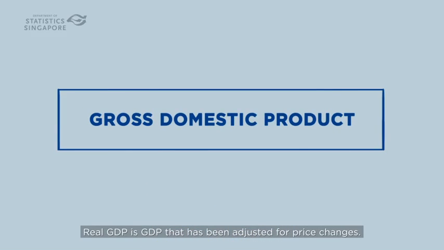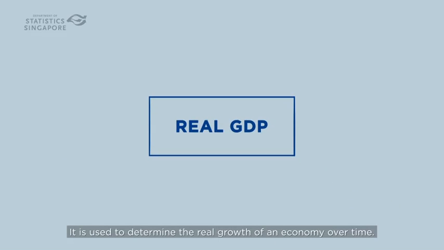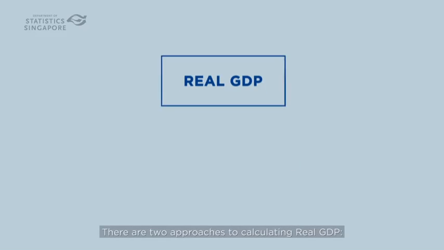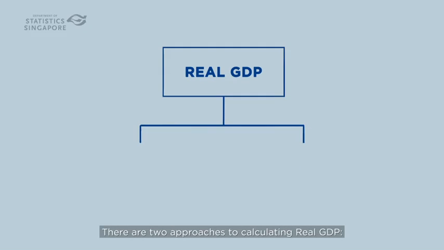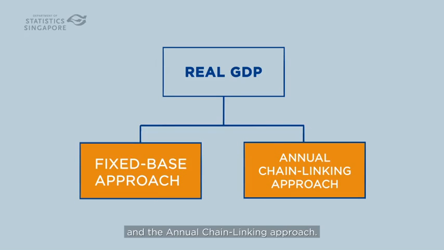Real GDP is GDP that has been adjusted for price changes. It is used to determine the real growth of an economy over time. There are two approaches to calculating real GDP: the fixed base approach and the annual chain linking approach.